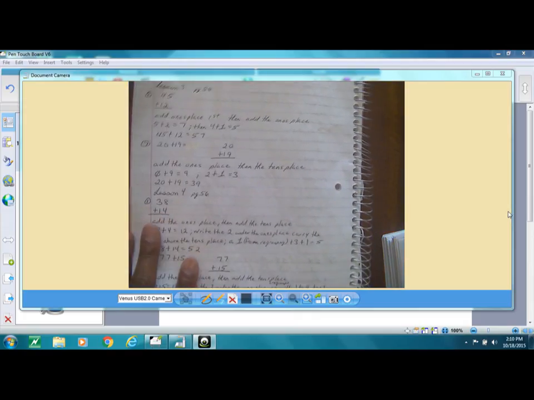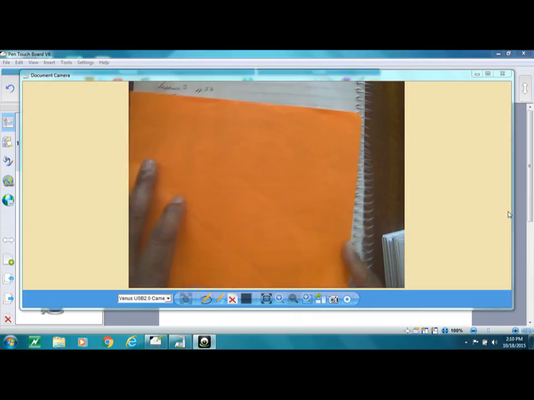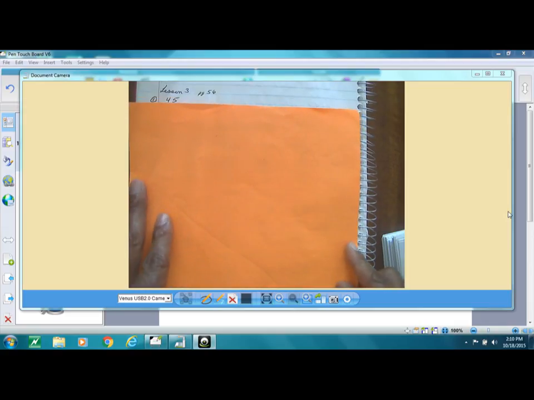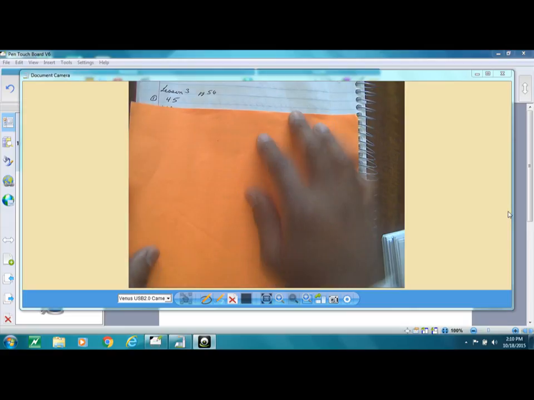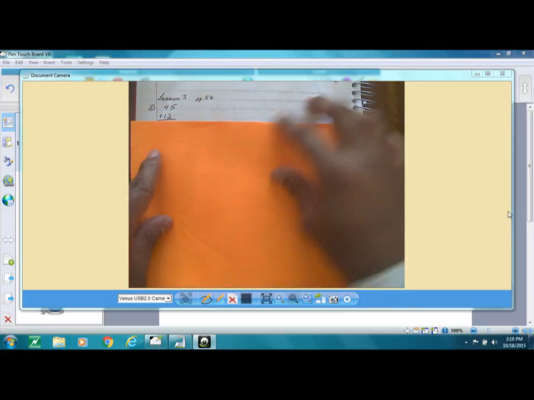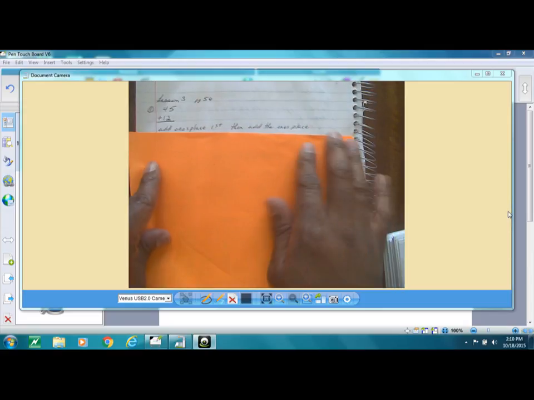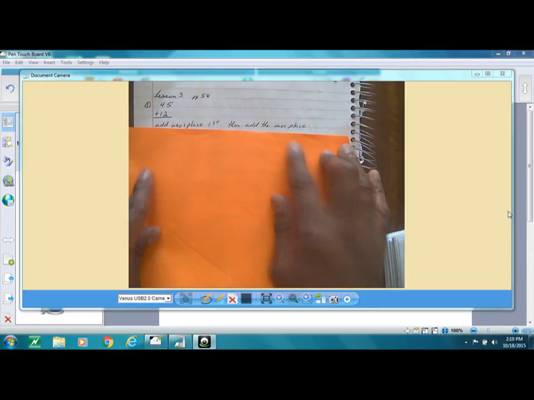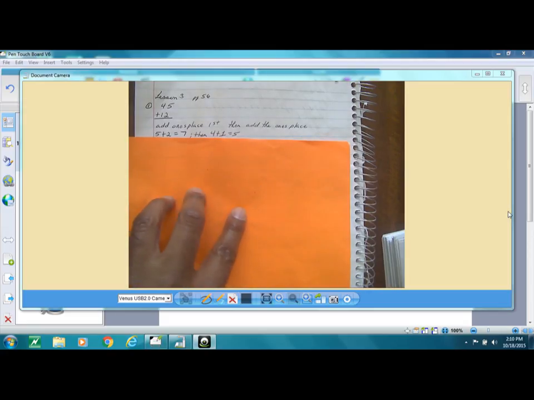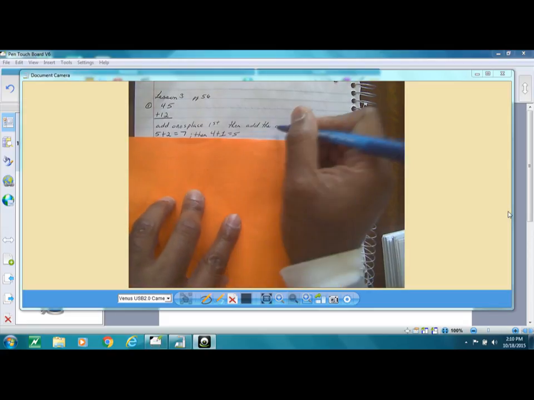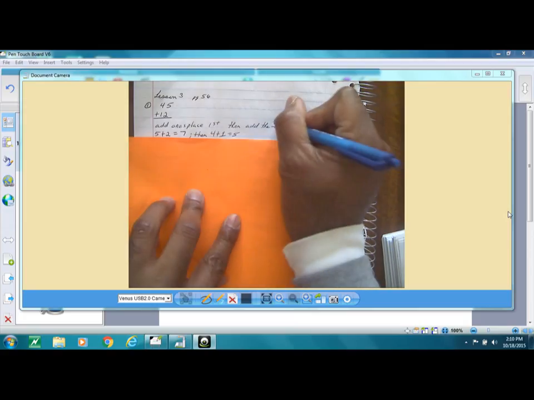We're going to be looking at lesson 3, which is on page 56 now. On that page, they ask us to find the sum. So we have 45 plus 12. We add the ones place first. Then we add the tens place.